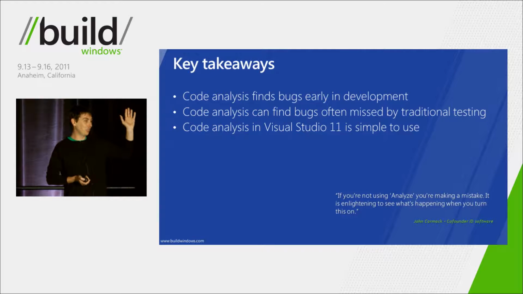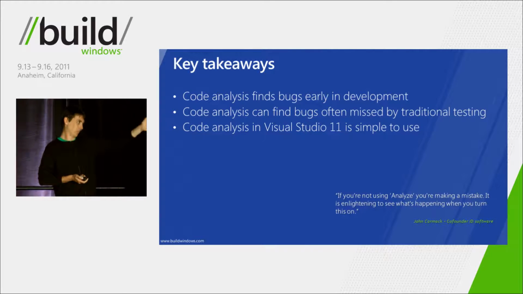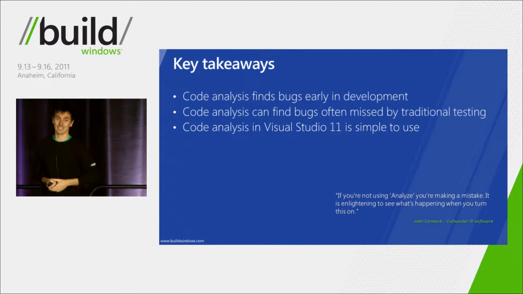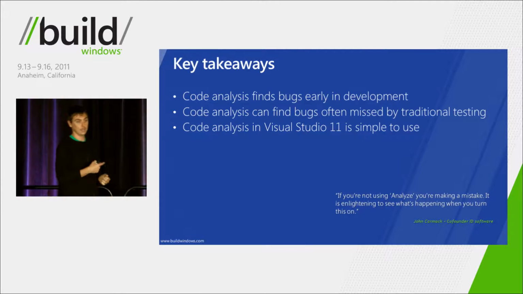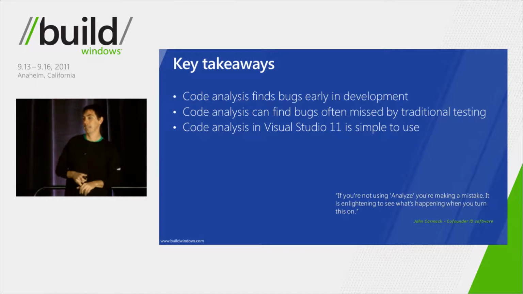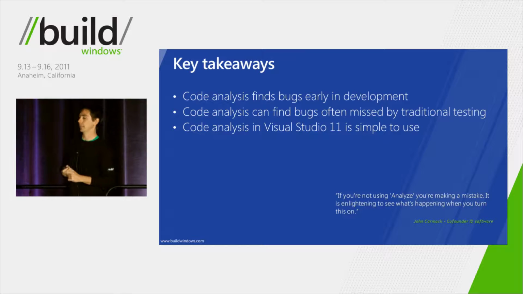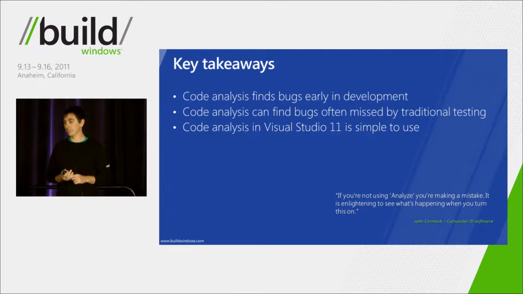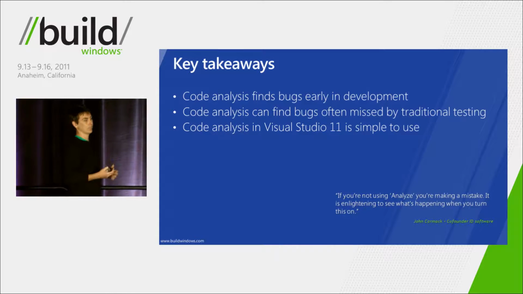Does anybody know who John Carmack is? Wonderful. Just a couple of you. So if you don't know, John Carmack is one of the co-founders of id Software. They've produced games like Quake, and he produced the engine for Half-Life, for these kinds of things. So they've done a lot of really great work in the games environment.